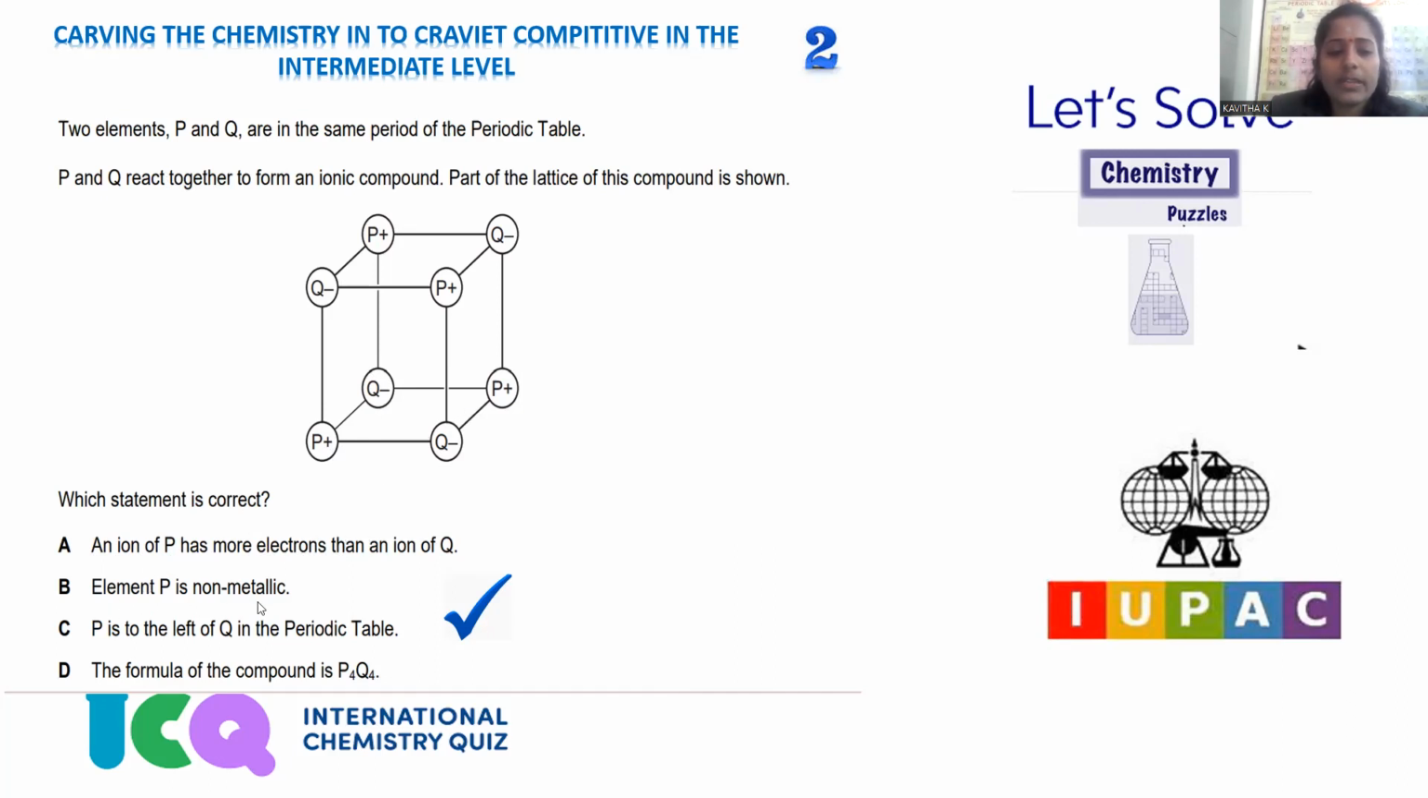Element P is non-metallic. As we are aware, any kind of species becoming positive, all the metals are electropositive in nature. Very rarely are non-metals able to give the positive, but it is not that common, right? So we can say element P is non-metallic is absolutely wrong. So all metals are electropositive.